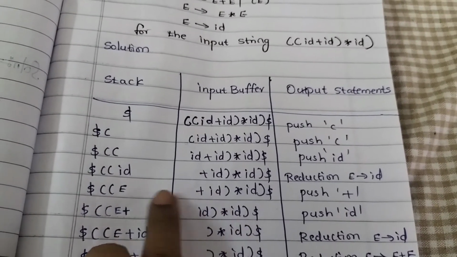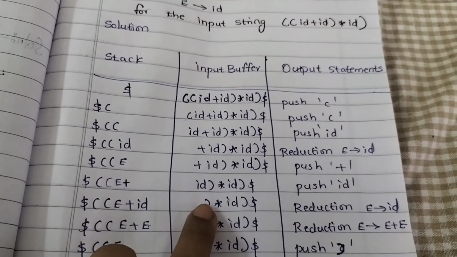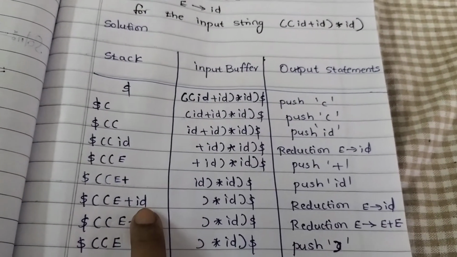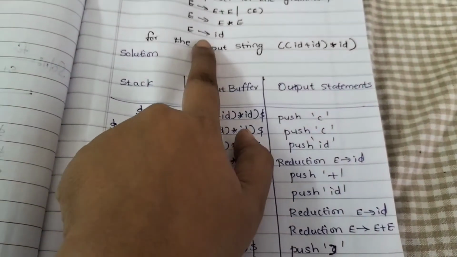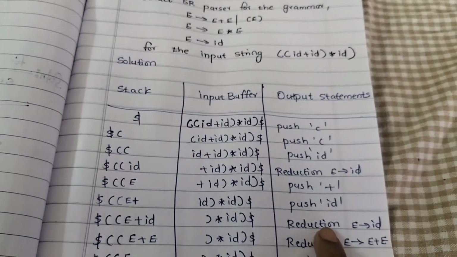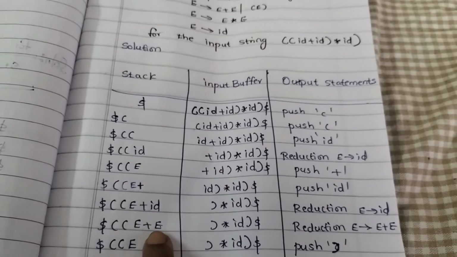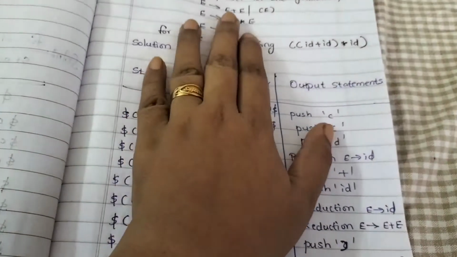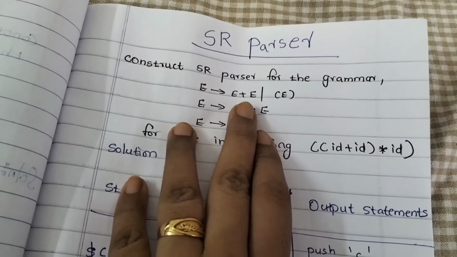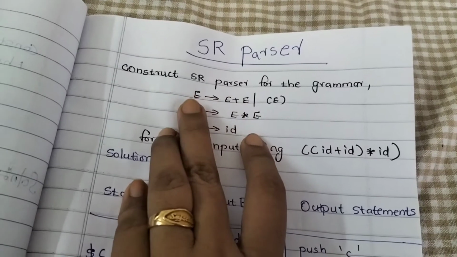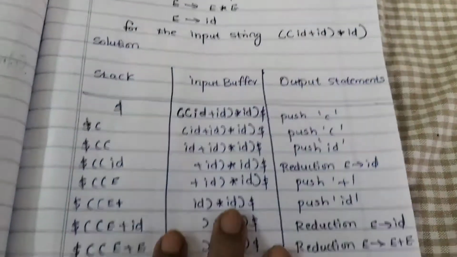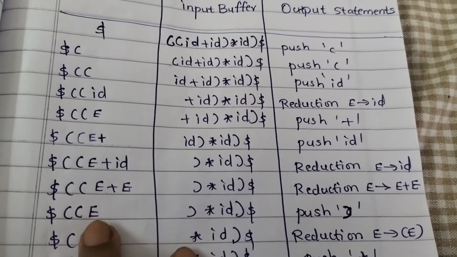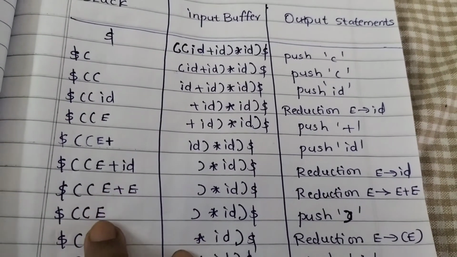So we are simply pushing the plus to the stack. Again there is no reduction possible, so we simply push the ID to the stack. At this point again for this ID you are giving the reduction E to ID, so you are changing ID to E. Now at this point there is another possibility. For this E plus E you can give the reduction E. So we are again giving the reduction, changing E plus E to E.